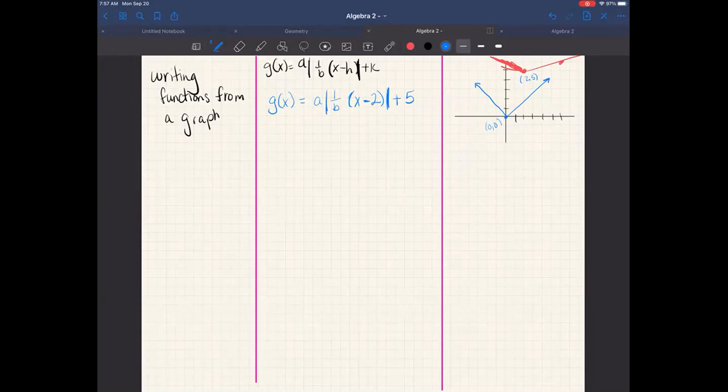Now we need to figure out how we get that squish, okay?